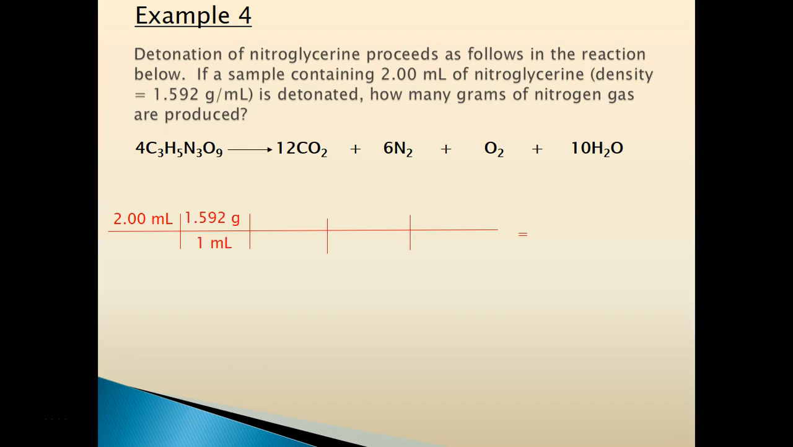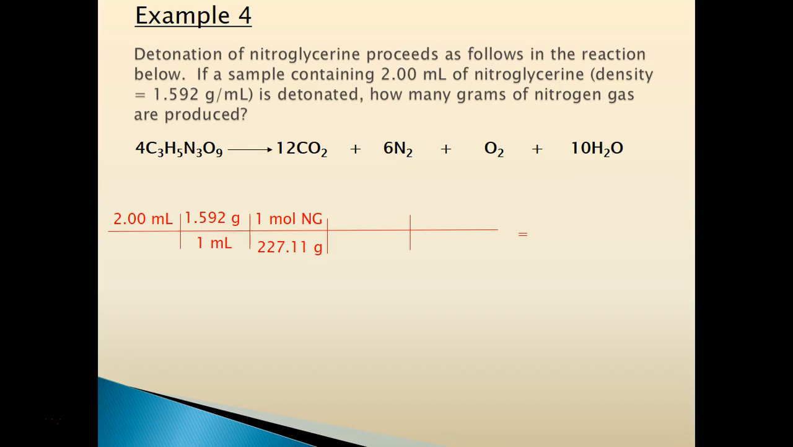So in my fence, I'm going to go ahead and do that. Now, if I stop my calculation now, milliliters would cancel and I'd be left with grams. So the next step is going to be to convert that amount of grams into moles using the molar mass of nitroglycerin. Once I have moles of nitroglycerin, I'm going to use the mole ratio to convert to moles of nitrogen. So I see here in my balanced equation that I have 4 moles of nitroglycerin for every 6 moles of nitrogen.